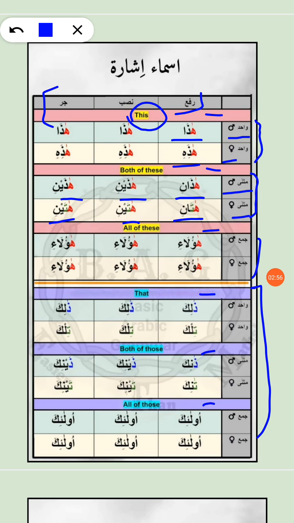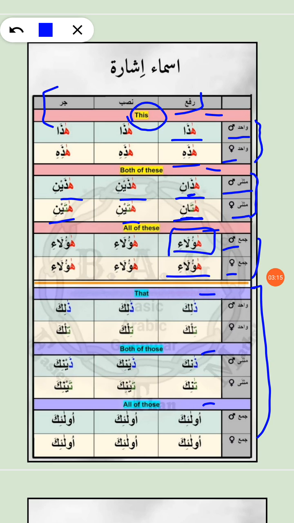Notice how the sound gets replaced with the sound, to denote that it is grammatically feminine. And finally we have haulai for all the jama asma ishara. So whether it's masculine or feminine, it's haulai.